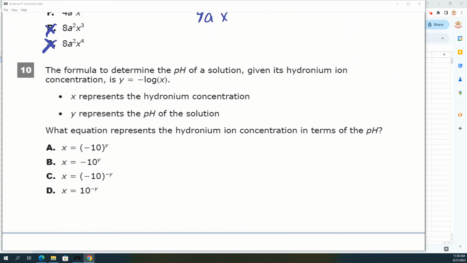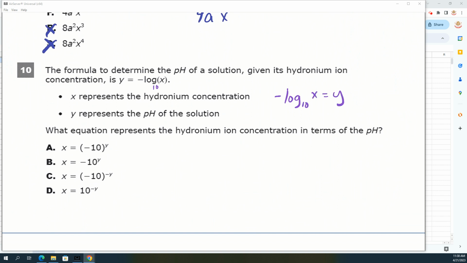Okay, and then number 10 is kind of tough. A formula to determine pH is given its hydronium ion concentration is that formula where X is the hydronium concentration and Y is the pH of the solution. So we want to solve this equation for X. And so we're basically going to do the loop. And so the base of log with no base is 10. So you could, if you really like doing the loop, you could rewrite it this way.